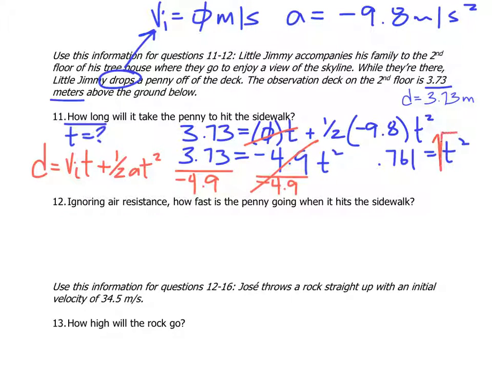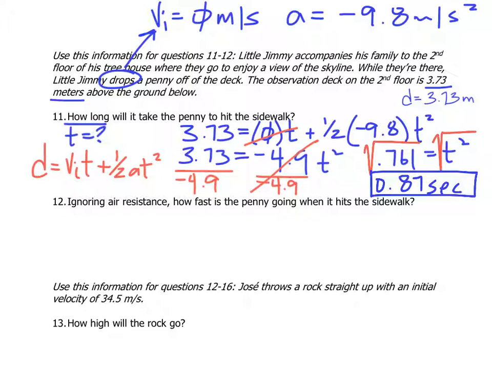So the opposite of squaring T is to take the square root of T. And when I do that, I take the square root of 0.761, I get 0.87 seconds as my answer.